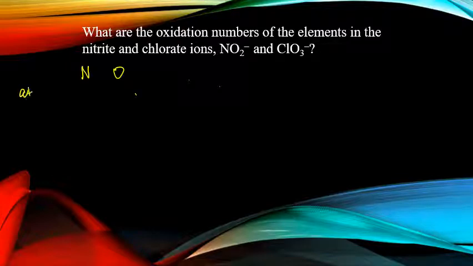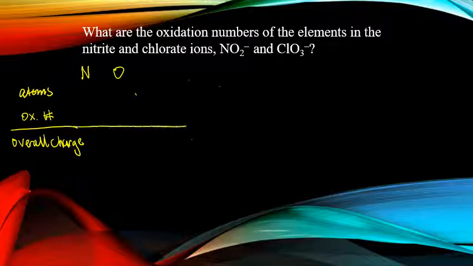So I'm going to start off by placing the number of atoms and the oxidation number. And then on the bottom, I'm going to write the overall charge for the compound or the ion. When I look at this, I have 1 atom of nitrogen. When we're assigning oxidation numbers, it's a little different than charges because it's hypothetical. So we always put the sign in front and then the number behind it, instead of like we do with charges, where the number comes first and then the sign.